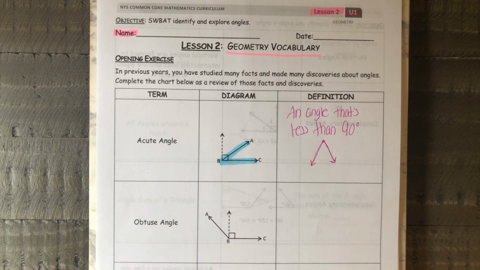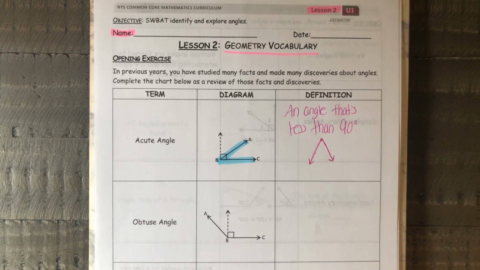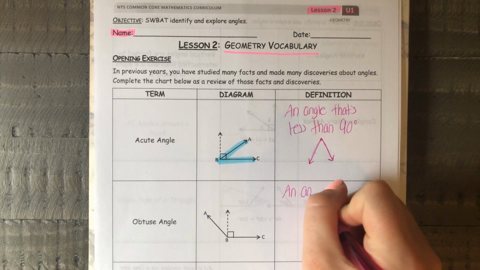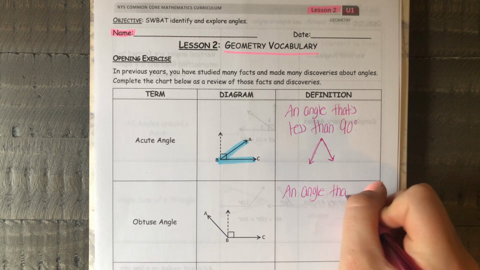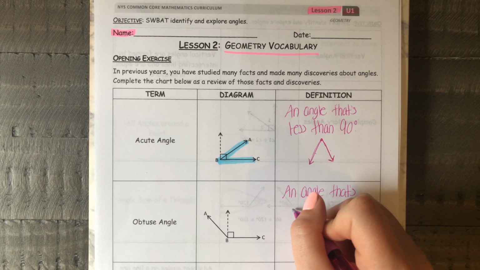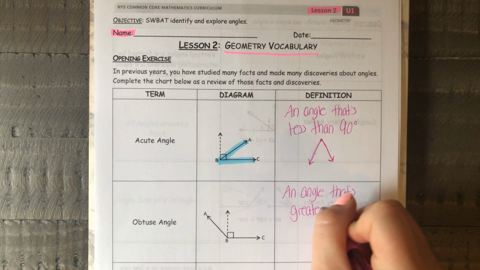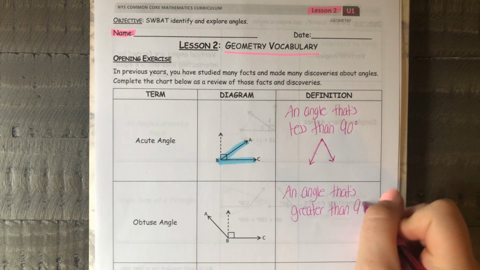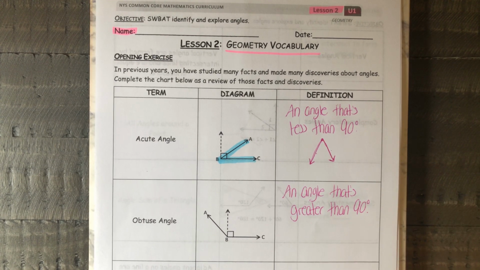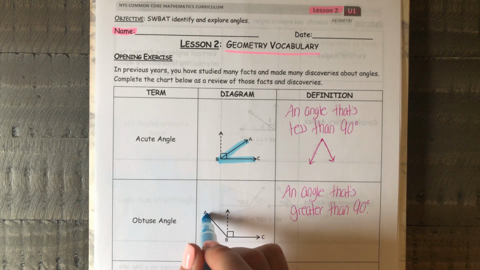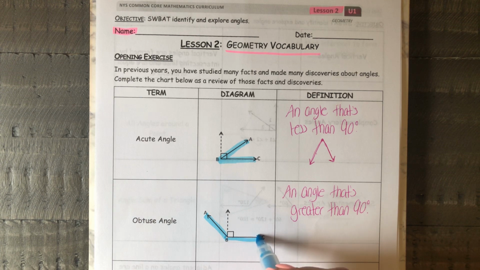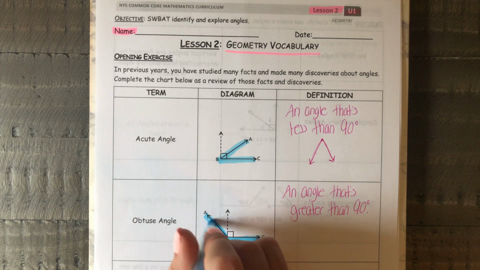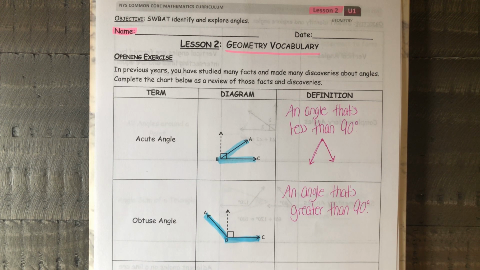Next, we have our obtuse angle. This one's a little bit different, looks a little bit bigger than an acute angle. So we're going to say that this is an angle that measures more than 90 degrees. It's greater than 90 degrees. If I look back at my diagram here, I can see that the obtuse angle that they gave me is angle ABC, or I could have said it's angle CBA. I just have to follow the order of the letters.